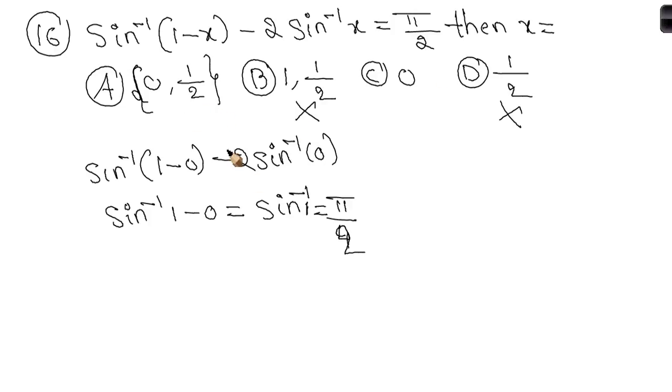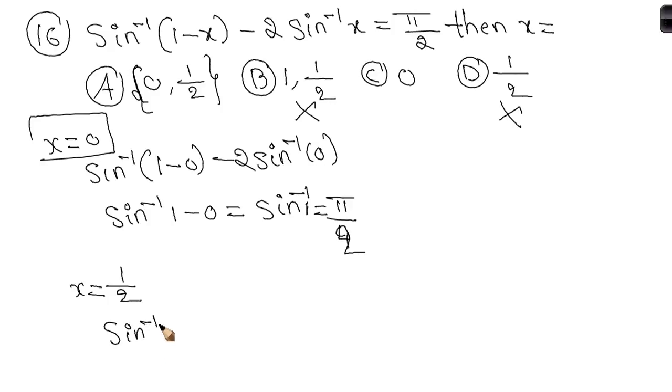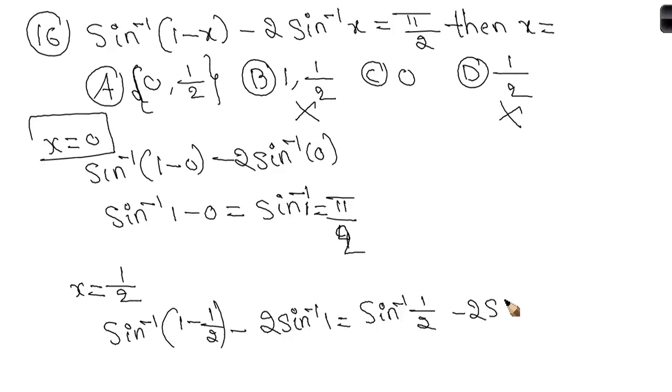Now check for 1 by 2. If 1 by 2 is correct, option A would be correct. If not, option C would be correct. So let x is equal to 1 upon 2. If we replace x with 1 upon 2, we get sin inverse of 1 minus 1 upon 2 minus 2 times sin inverse of 1 upon 2. So sin inverse of 1 minus 1 upon 2 is sin inverse of 1 upon 2 minus 2 sin inverse of 1 upon 2.